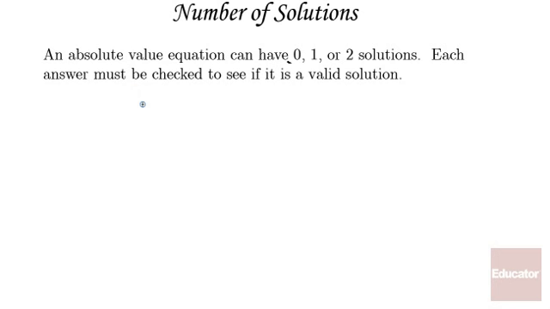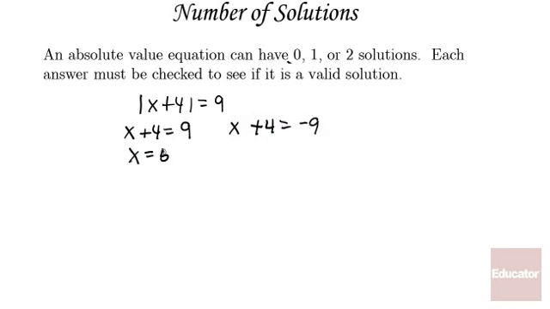For example, if I have the absolute value of x plus 4 is equal to 9, I'm going to go ahead and solve that using the usual technique of turning it into two related equations. x plus 4 equals 9, and x plus 4 equals negative 9. I'm going to solve that. x equals 5. Here, I'm going to get x equals negative 13.